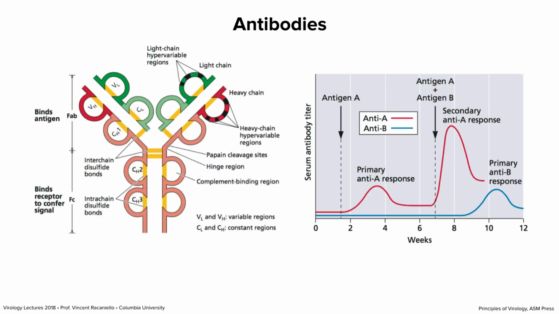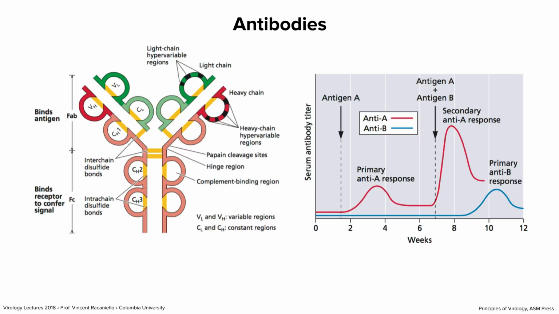Now, an antibody response is pictured at the right here. What we're showing is the titer of serum antibodies against a particular antigen with time. We've immunized the animal with antigen A, and then we're looking in the blood for antibodies produced against antigen A. You can see there is a primary anti-A response. Between 2 and 4 weeks it takes for the B cells to get their act together and make antibodies against this protein. And then that will decline. Presumably the infection is over by that point.